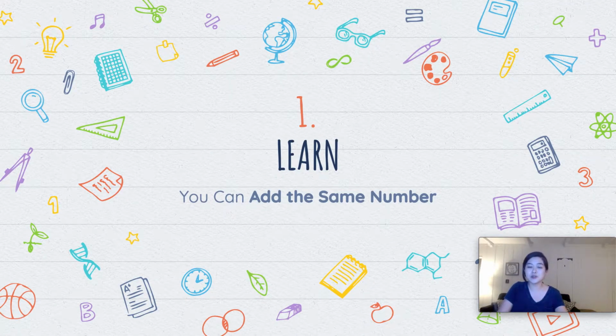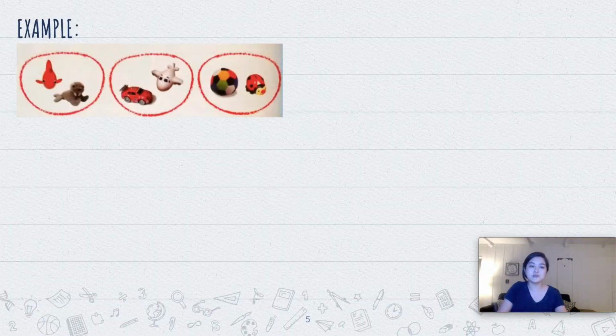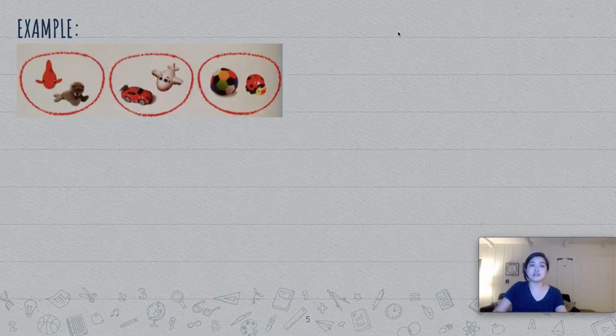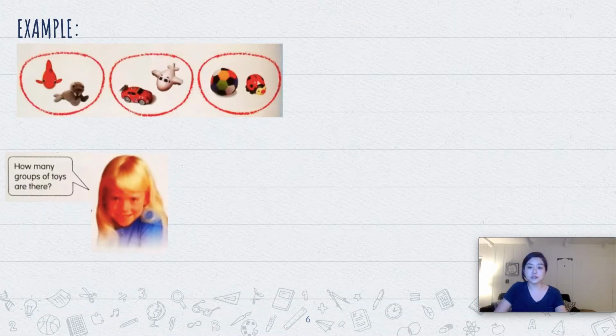All right, so we're going to practice adding the same numbers. So let's look at this example. I want to know how many toys there are. So let's see. How many groups of toys are there? So this girl is asking how many groups of toys are there. So how many groups do you see? I see one group, two groups, three groups. There are three groups of toys.